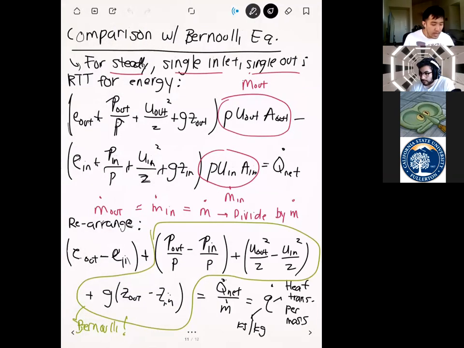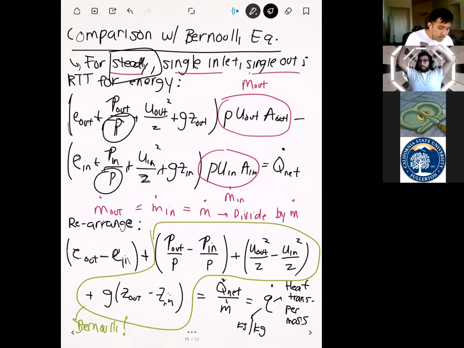Up to this point in RTT, we've already assumed that the flow is steady. I didn't go over it explicitly, but the fact that we can pull this density out and that it's constant means we've already assumed that it's incompressible as well. The one assumption that we haven't made yet is that there's no viscosity. So we can have viscosity in here.